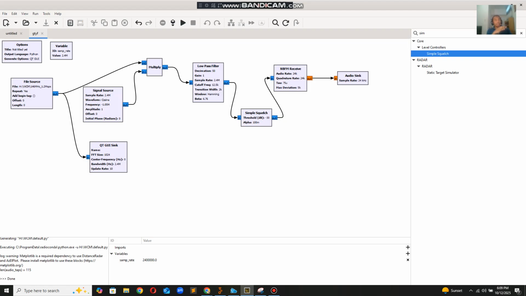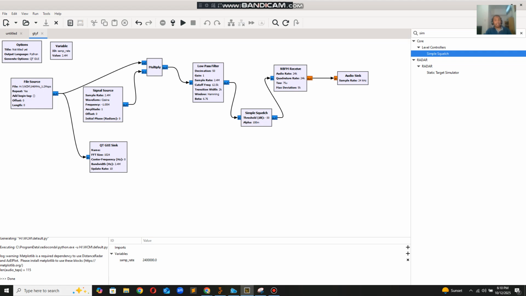You can see the quadrature rate is 24 kilohertz, and the audio rate is also set the same. The other two things are tau, which is set as 75 microseconds, and the max deviation, which is 5 kilohertz. That was the default value, so I didn't change it. When I added it, it was the same as this.